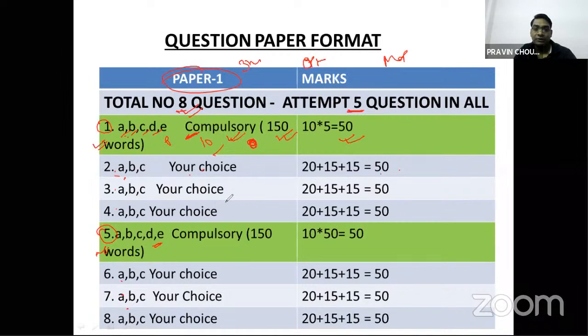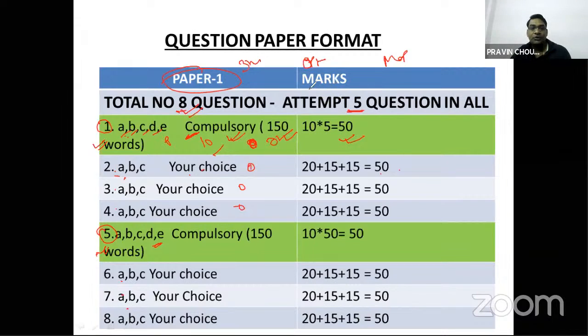Three questions will be your choice. Suppose you attempted questions number 1 and 5, and you also attempted questions 2, 3, 4. It means you have to write at least one answer from each question. You have to understand this, otherwise marks will be deducted if you do not attempt the question.